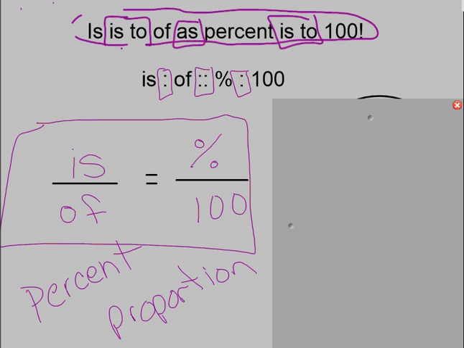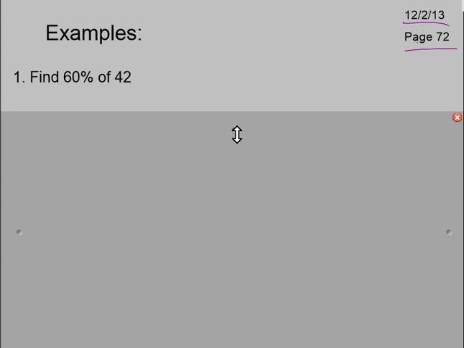So let's go ahead and look at how we would actually use this. Go ahead and go to the next page of your notebook. It should be page 72. Don't forget to put the date. And our first example asks us to find 60% of 42.